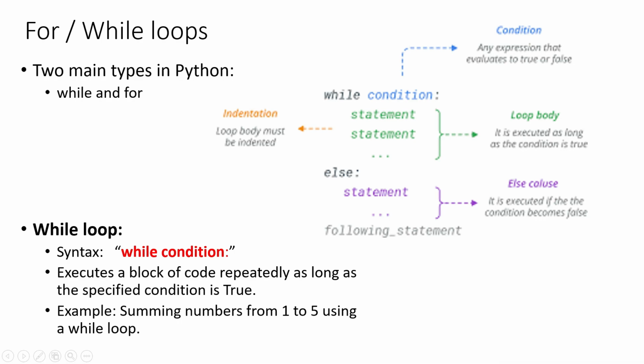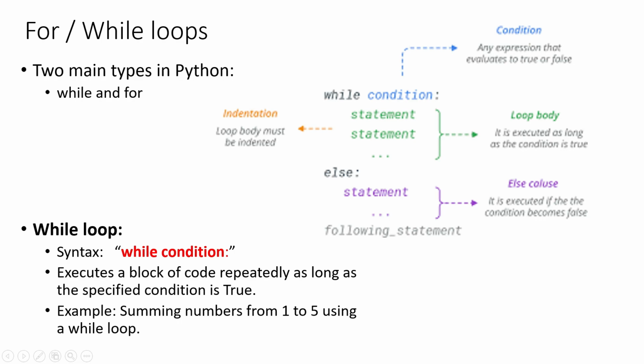This is the syntax for a while loop. You write while, then a condition which evaluates to a boolean output, true or false, then a colon, and then the block of statements. The statements or code block within while should be indented, and they keep on executing as long as the condition is true.